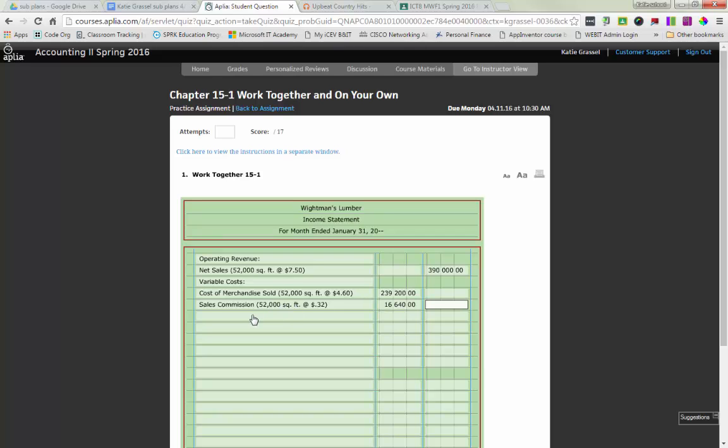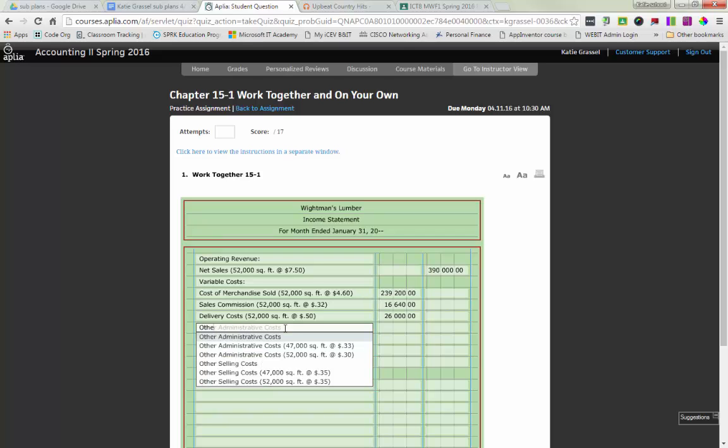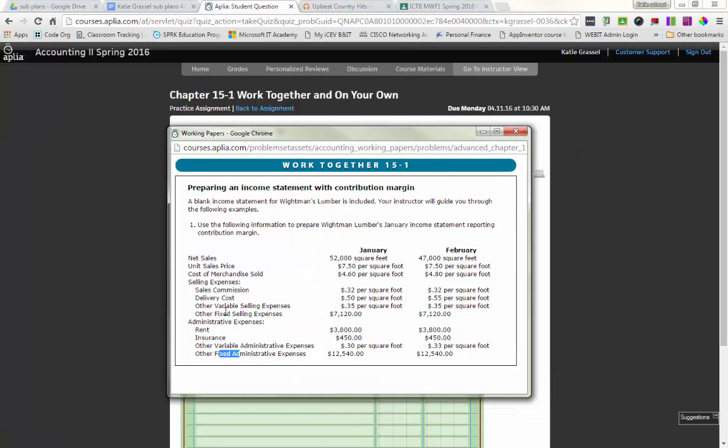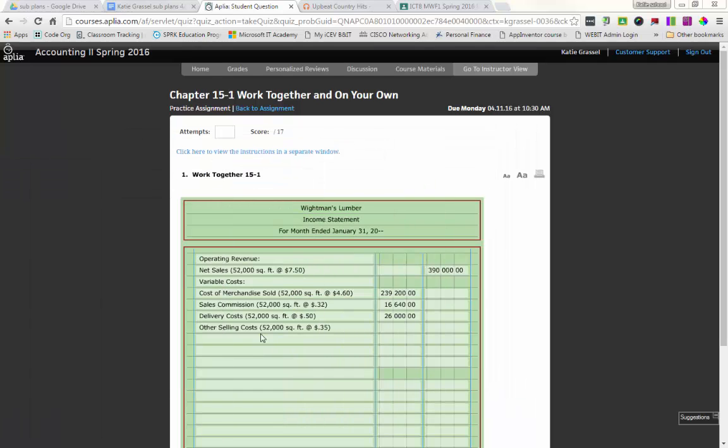Again, just do the math that's listed right here. My next variable expense is going to be my delivery cost. My delivery cost says I'm 50 cents per square foot. So 52,000 square foot times 50 cents is going to give me 26,000. Next variable is going to be my selling expenses. So I'm going to have other selling costs at 52,000 square feet at 35 cents per square foot. Okay, where did I find that? Other variable selling expenses right here at 35 cents per square foot. Mathematically, you could take 52,000 times 35 cents, and that's going to give you 18,200.